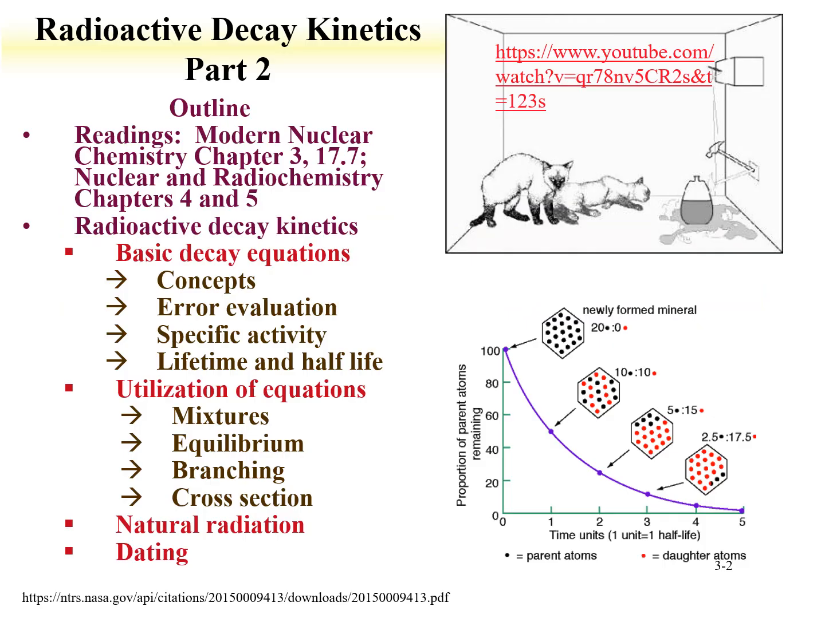Lecture 3 Part 2 uses the same reading as the other part of Lecture 3, Modern Nuclear Chemistry, Chapter 3 and Chapter 17.7, and Nuclear and Radiochemistry, Chapters 4 and 5. This lecture, Part 2, is going to cover equations. We're going to look at mixtures, equilibrium, and branching. We're also going to introduce equations that can be used to calculate parent-progeny relationships and parent-multiple progeny decay chains.